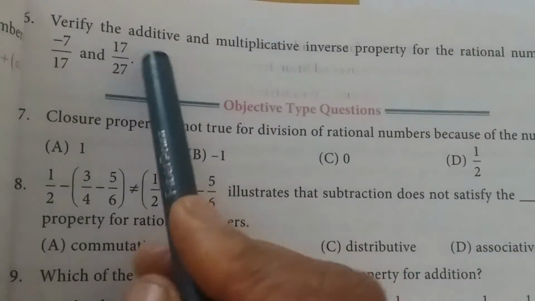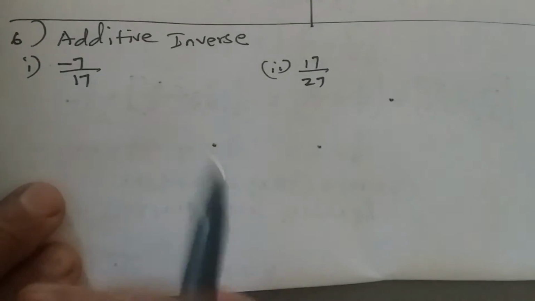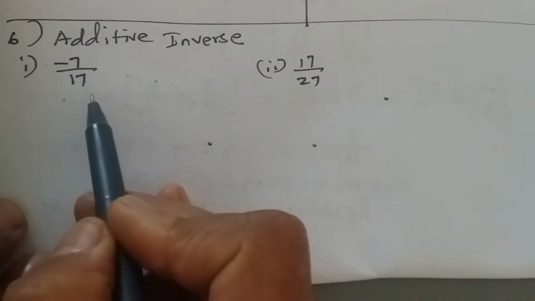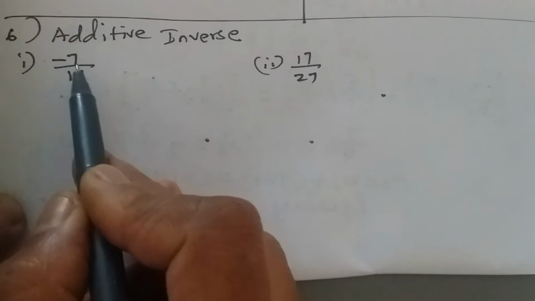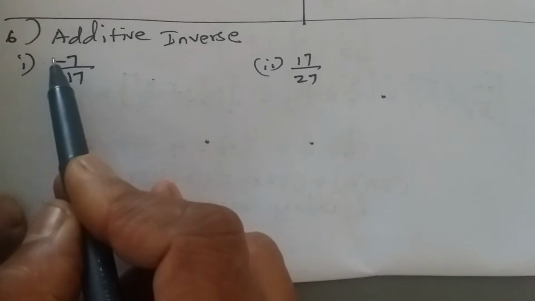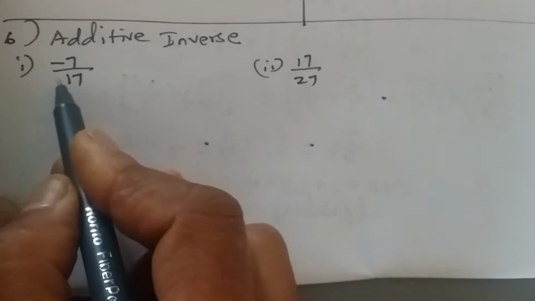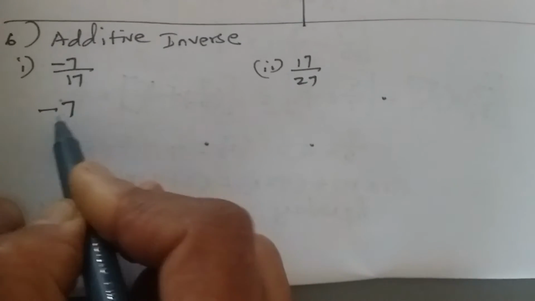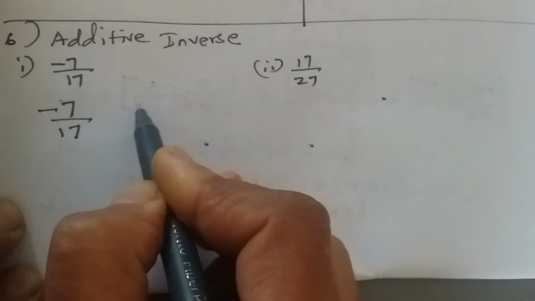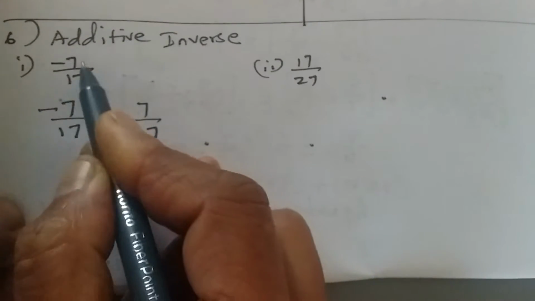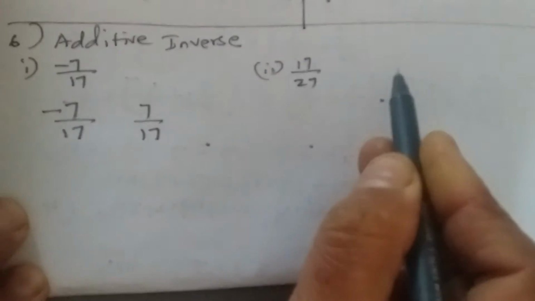First we'll check the additive inverse for both the numbers. The first number is minus 7 by 17. What is the additive inverse? It is obtained by changing the sign of the number. So the additive inverse of minus 7 by 17 is plus 7 by 17. It's just the same rational number: if it is negative, it becomes positive, and if it is positive, it becomes negative.